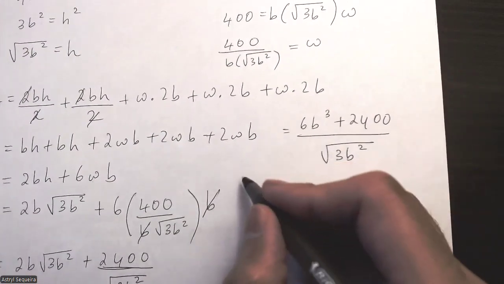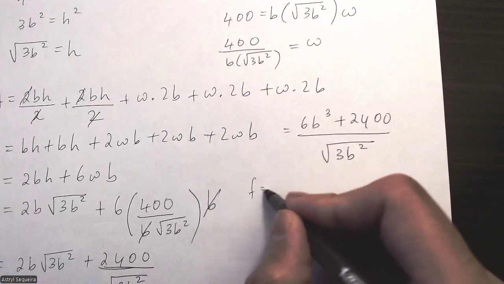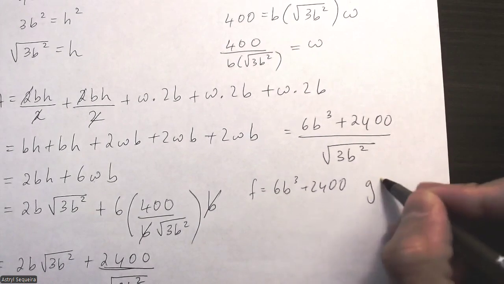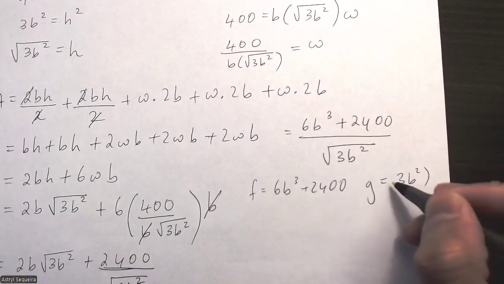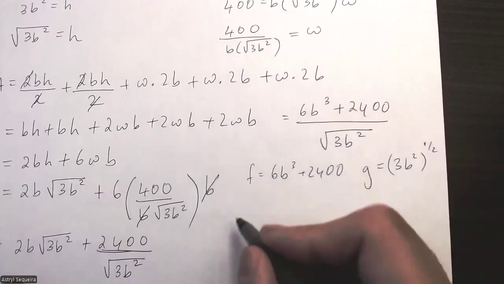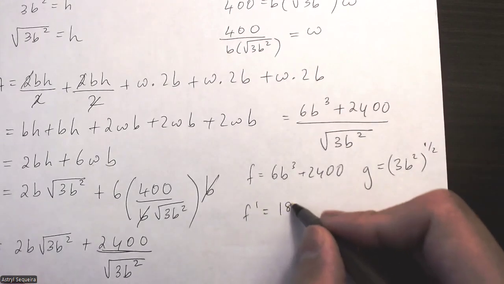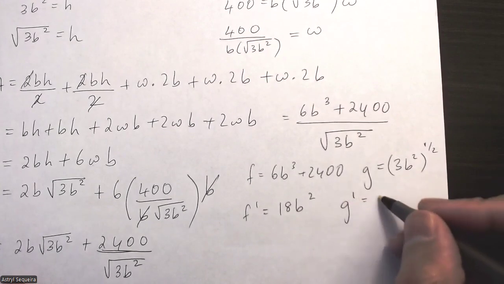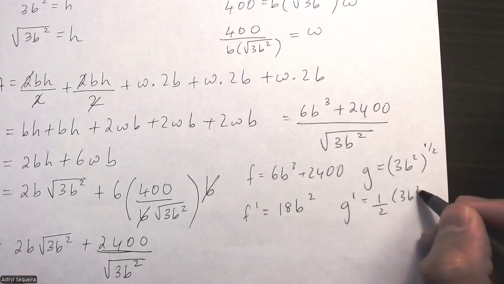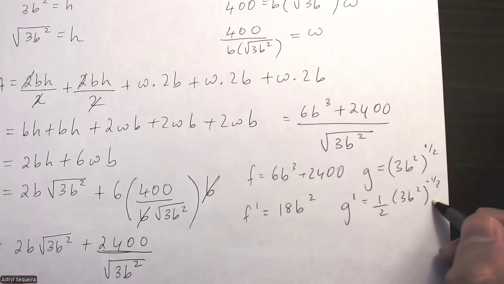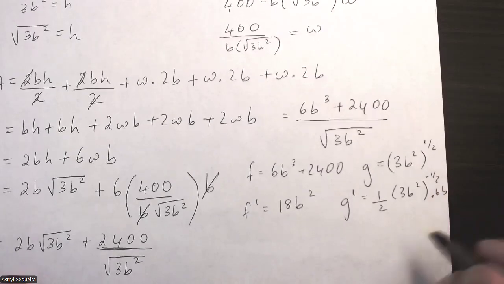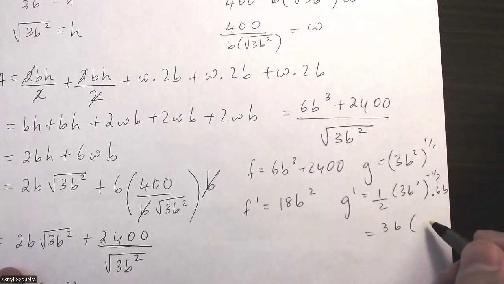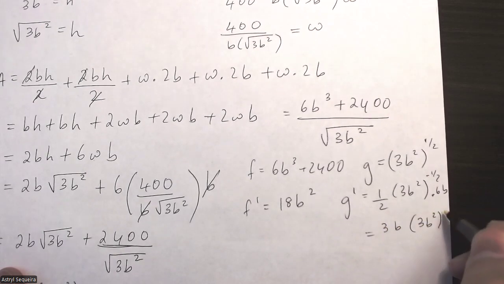Now I'm going to derive this with my quotient rule. So f equals 6b cubed plus 2400. g equals 3b squared to the power of half. f prime equals 18b squared. g prime equals half times 3b squared to the negative half times 6b, and half times 6b is just 3b, and then that's 3b squared to the negative half.